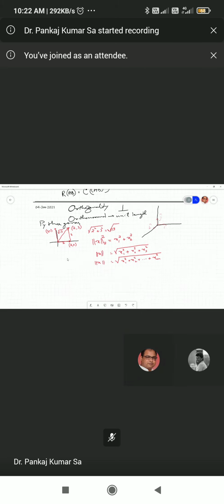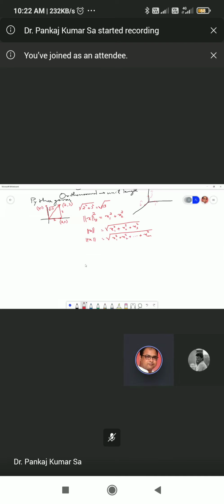Correct. So basically, X is a vector 2 comma 3 here in this case, or in the 3 dimension case it is x1, x2, x3. In the n dimension case it is x1, x2 up to xn. Now, how are we calculating the length? That is the square root of the sum of all the squares.